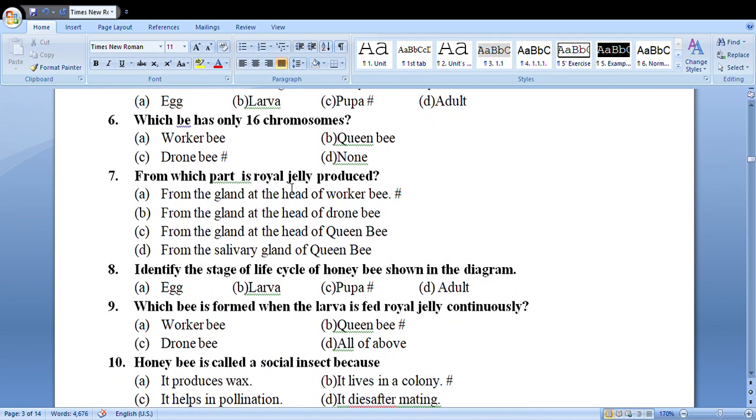From which part is royal jelly produced? Obviously from the gland at the head of worker bee. The gland present at the head of worker bee. From that gland the royal jelly is produced. Identify the stage of life cycle of honeybee shown in the diagram.